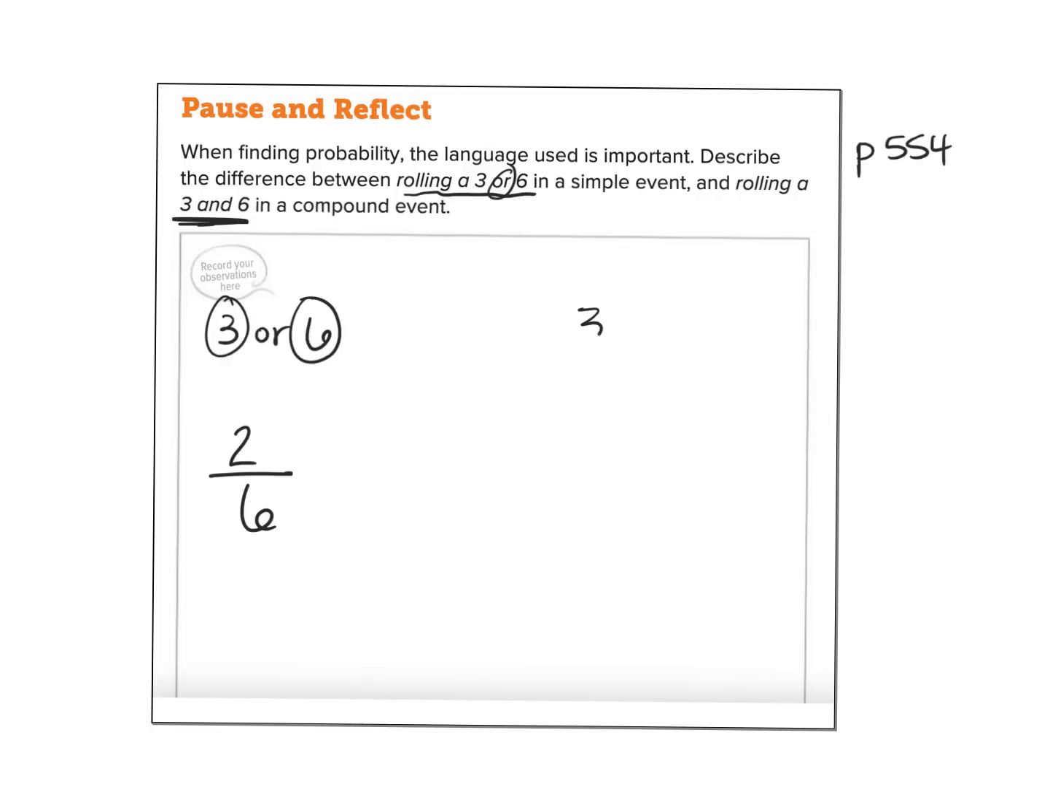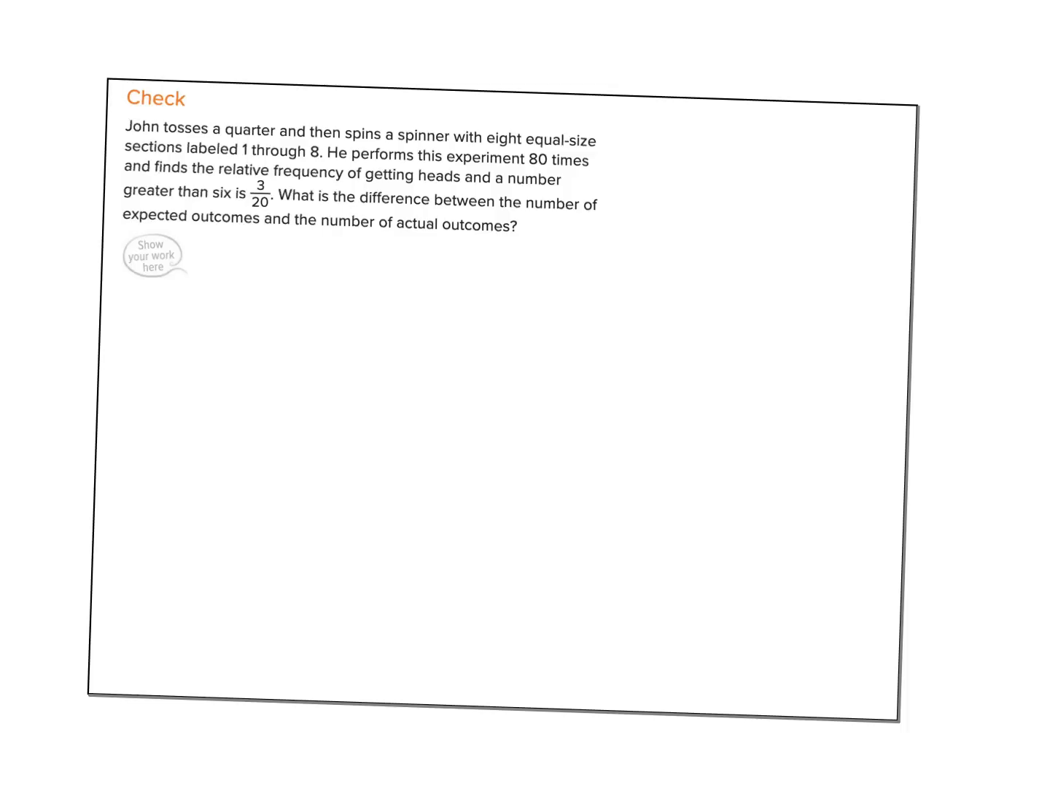A 3 and a 6 means I would have to roll the dice twice, and I'd have to get the number 3 and 6 for that to be the event. So those are definitely different wording. All right, we're going to try one last problem on page 554. So if you guys can go to that page.